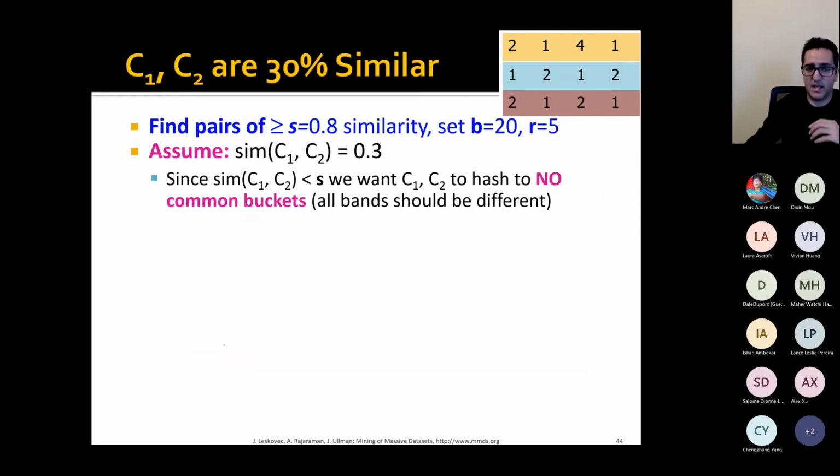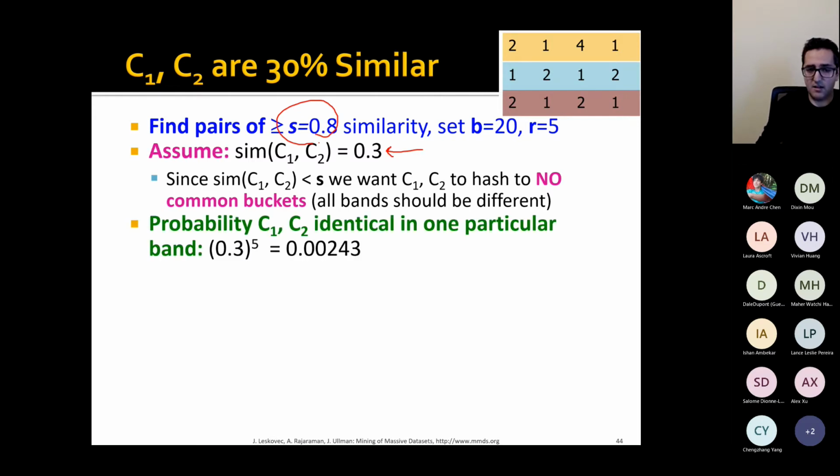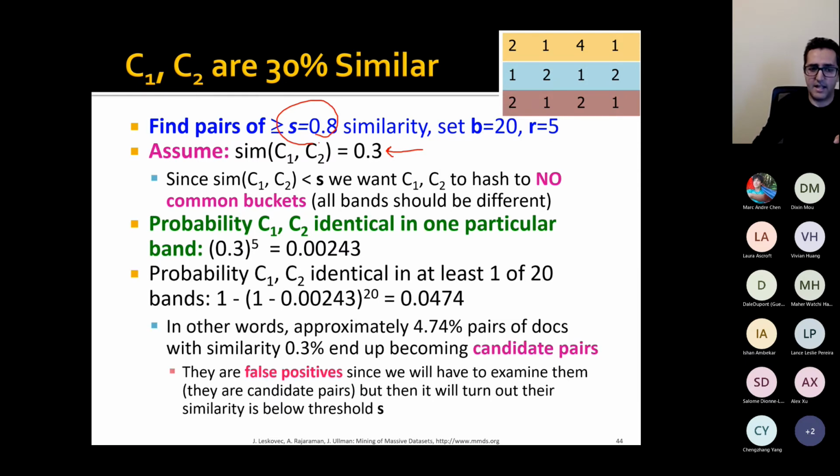Now, a similar example, but this time the similarity is 0.3, so it's way lower than the threshold, right? So they should not be selected as candidate pair. Let's calculate the probability. So it will be 0.3 to the 5. That's the probability of having identical bands, right? And then this part will be the probability that they don't match in any of the 20 bands, right? And then 1 minus that number will be the probability that we actually select them. So they are actually hashed, at least in one bucket.